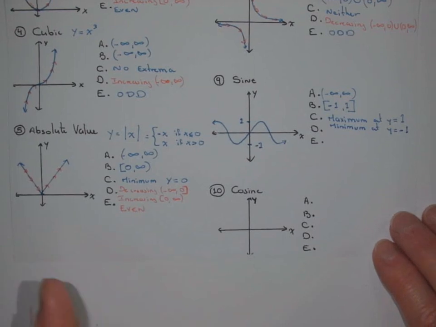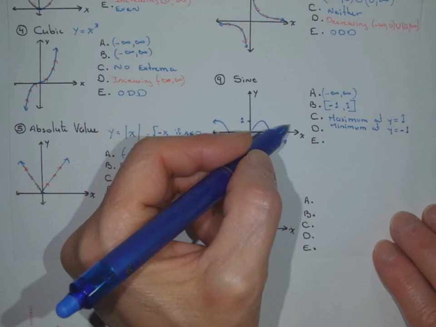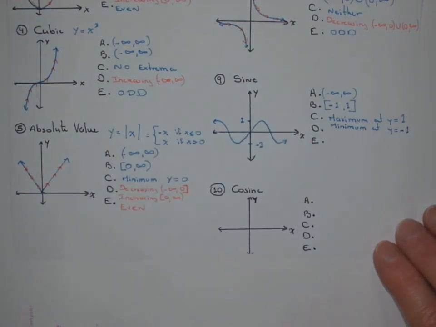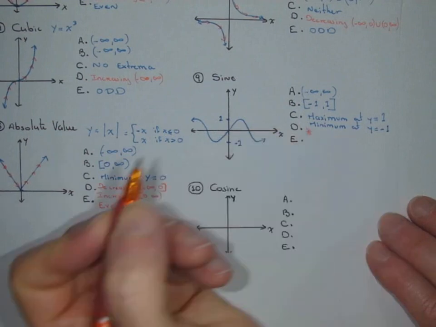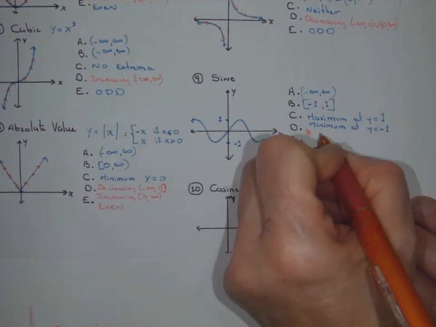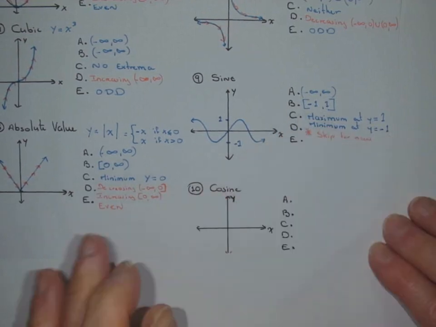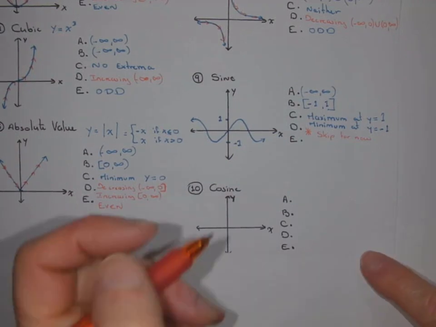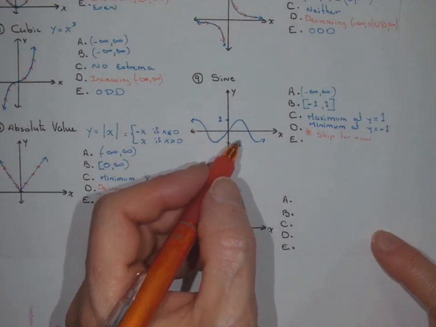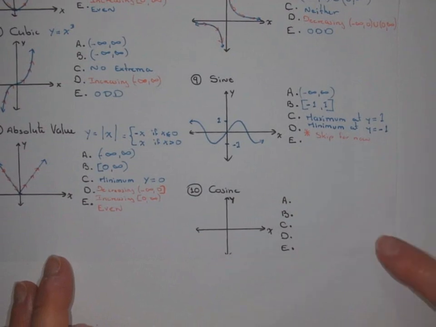D is increase or decrease. Well, this function has a whole bunch of increase and decrease and increase and decrease. So I'm going to put a little star here, and I'm going to skip for now, okay? We're going to look at that when we do those in class, but for now we're just going to skip that, because we have to talk about the period of a sine function, and you might not be familiar with all of that at all, so we're just going to skip for now.